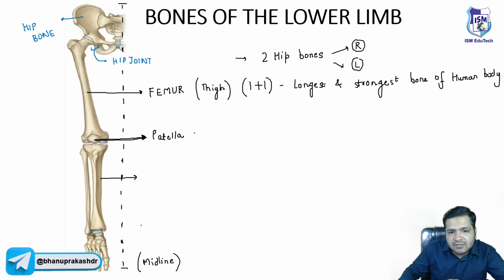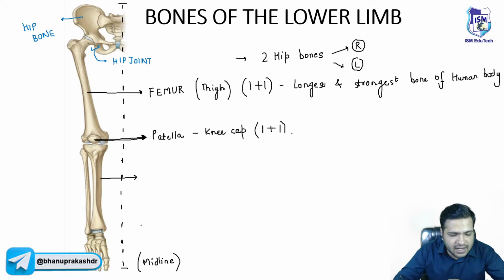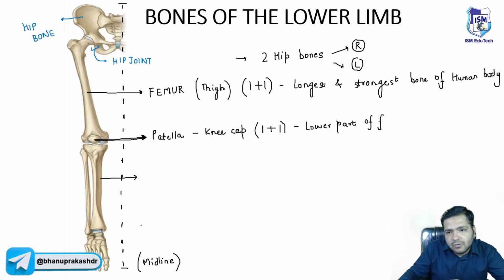Patella is also called the kneecap. We have two patellas in our body, the right patella and the left patella. It is present in the lower part of the femur. And remember, beta, the patella is not forming the knee joint.